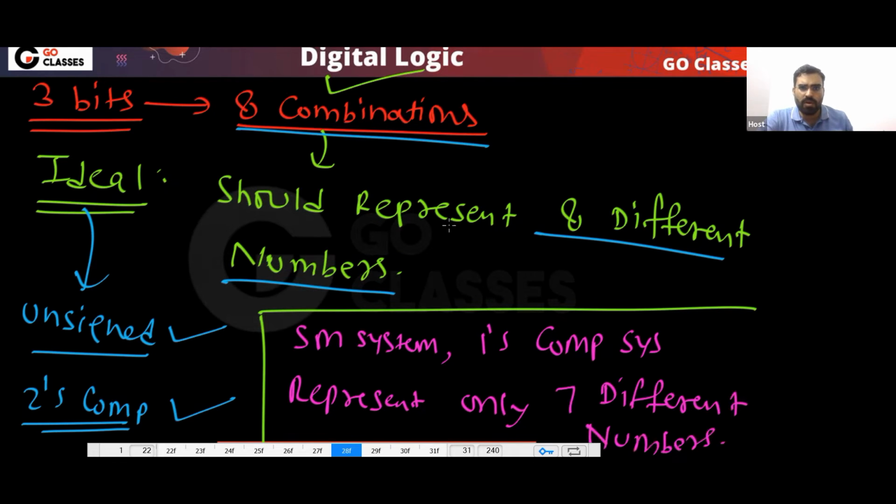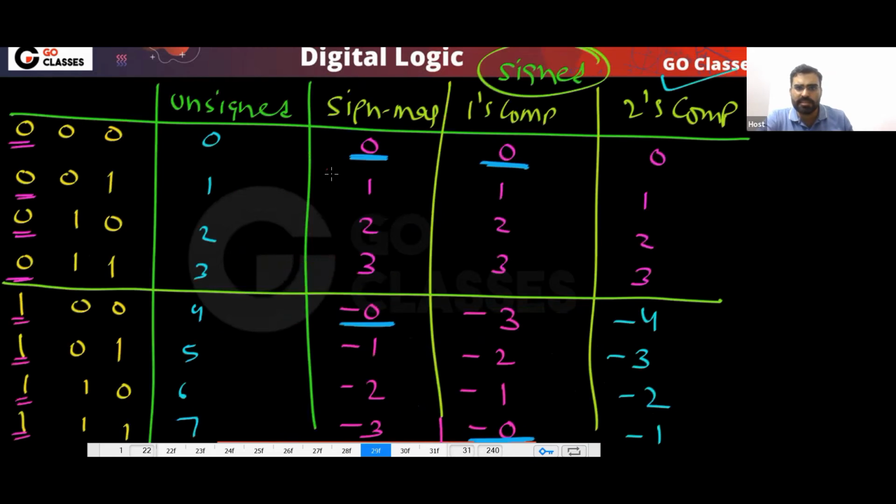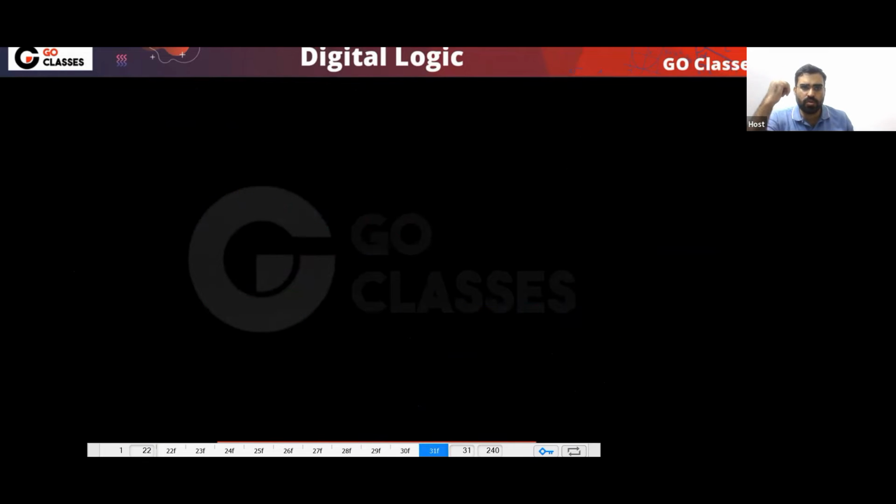And what is the reason for that? The reason is that 2 combinations are used for 0. 2 combinations are gone because of 0. Okay, so this is a note.